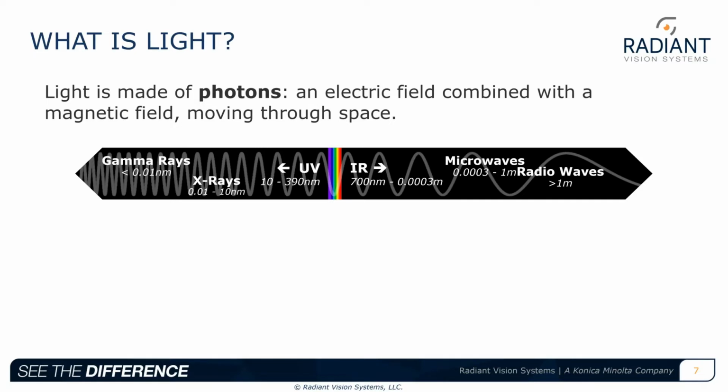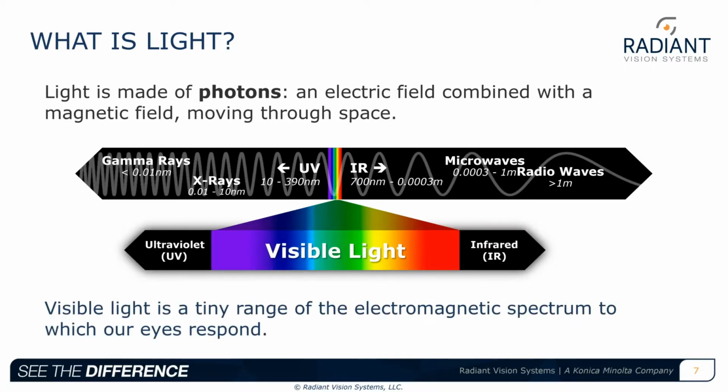So when we look at the entire spectrum of electromagnetic radiation, we have very energetic gamma rays all the way over to low energy microwaves and radio waves. Today, when we're talking about light, we're going to be focusing on a really narrow part of the electromagnetic spectrum called visible light. Visible light extends starting at the UV or ultraviolet and going up to the infrared or IR. So visible light is the tiny range of the electromagnetic spectrum that our eyes respond to. So that's why we'll be focusing on this today during our webinar.